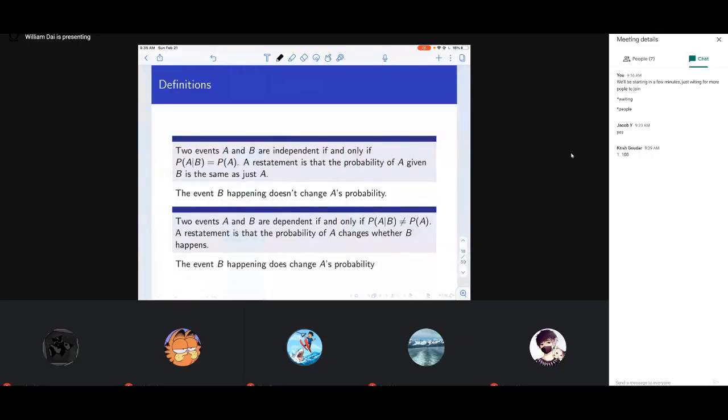Here's the definition of independent and dependent. If events are independent, intuitively, A and B don't affect each other. So the probability of B if A happens doesn't change from before. Two events A and B are dependent if and only if the probability of A given B is not the same as it was before, not the same as just the probability of A happening.